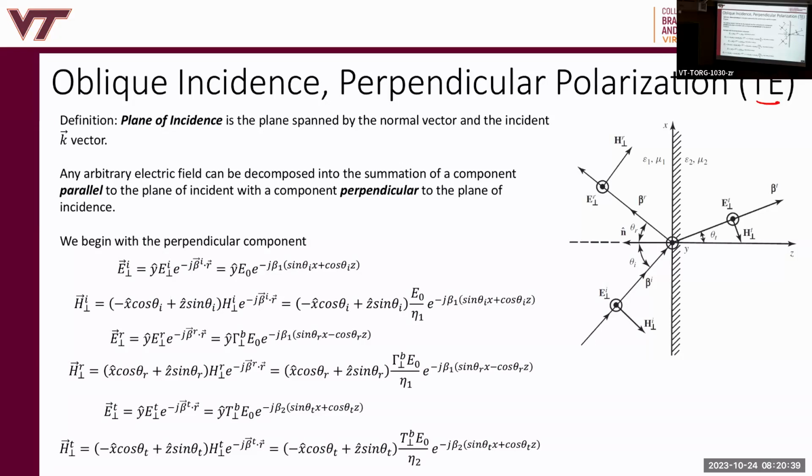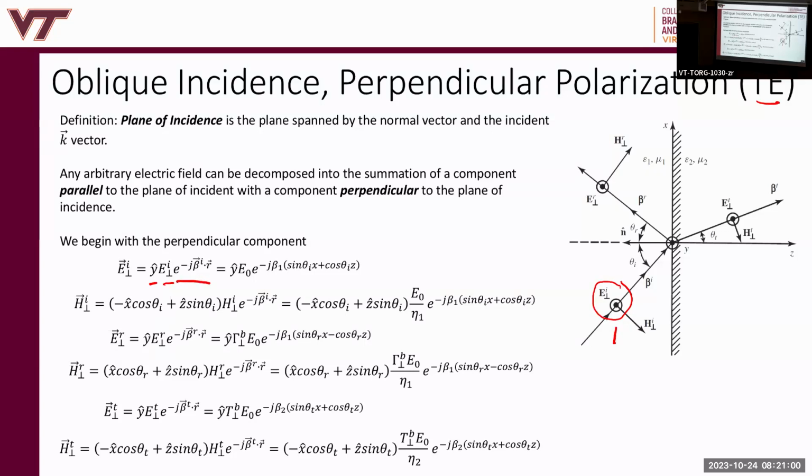All right. So we denote the electric field as E perpendicular because the electric field is perpendicular to the plane of incidence. E perpendicular, let's write it out. So we know it's in the y hat direction here, right? Y hat, we give it a name, E incident perpendicular.